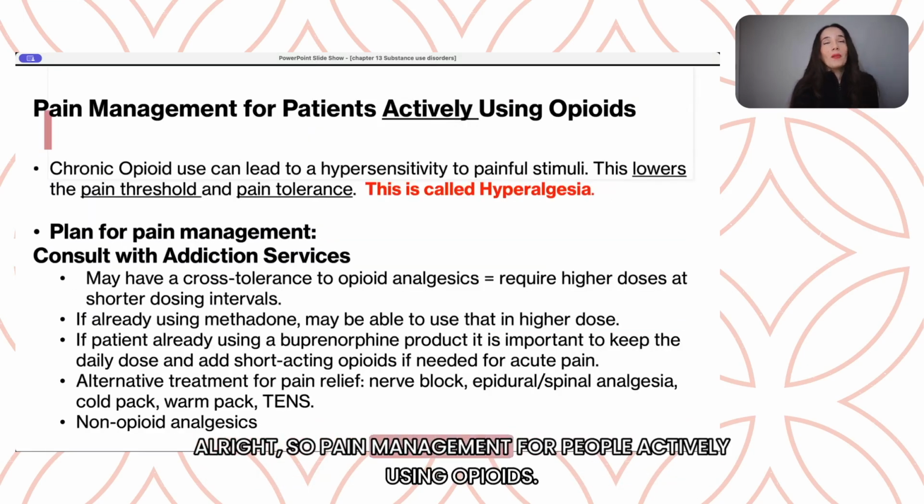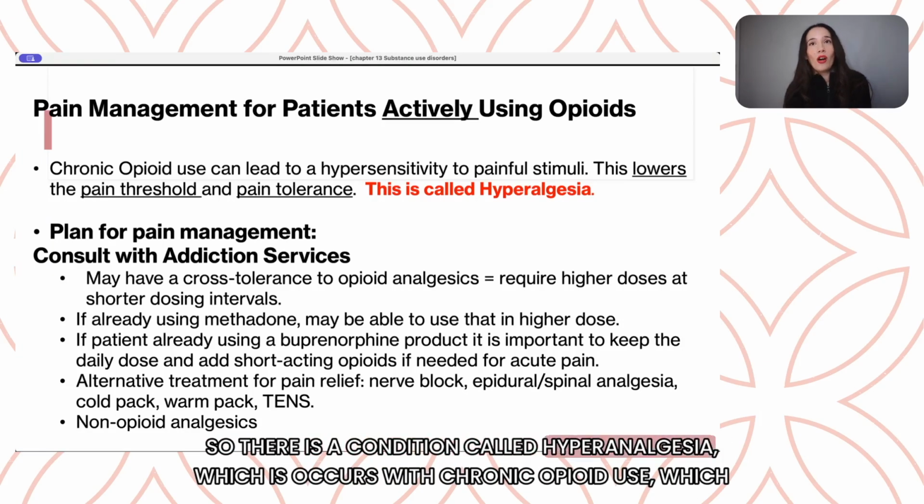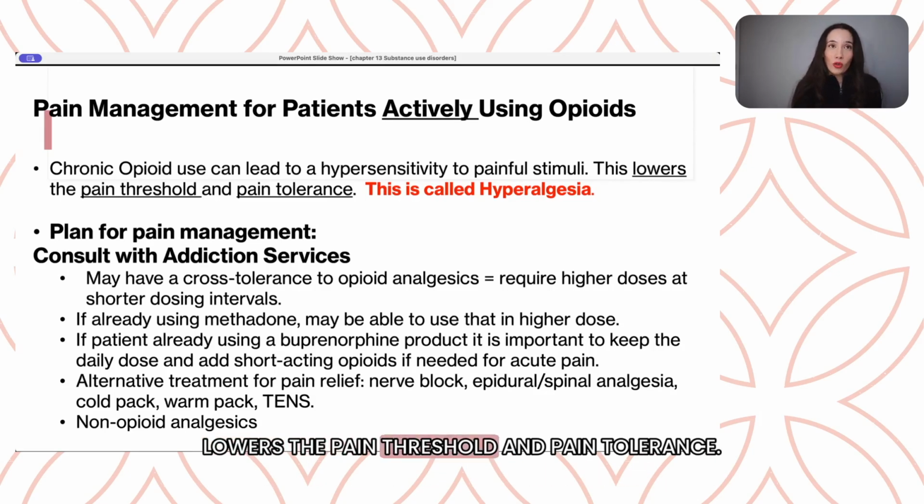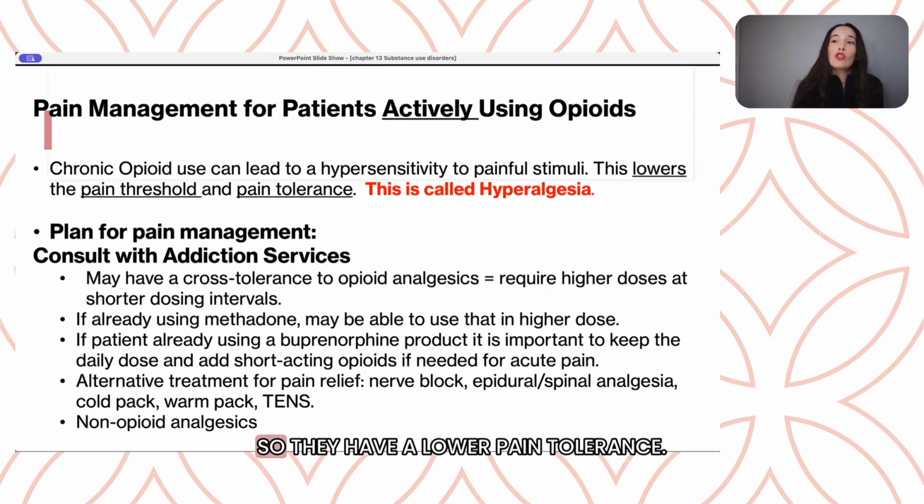All right. So pain management for people actively using opioids. There is a condition called hyperalgesia, which occurs with chronic opioid use, which lowers the pain threshold and pain tolerance. So they have a lower pain tolerance.